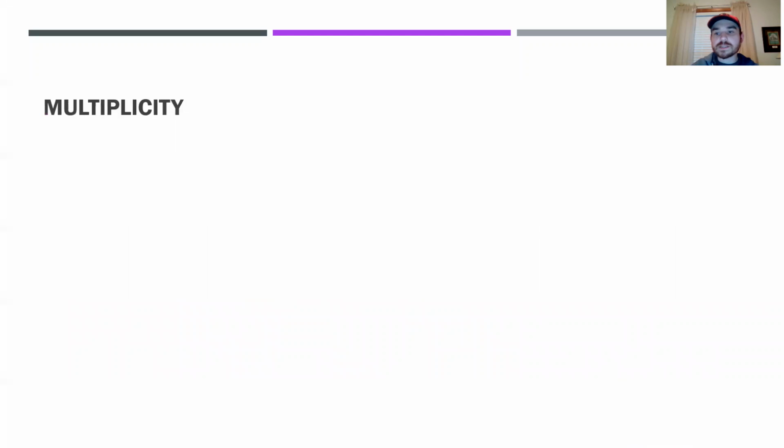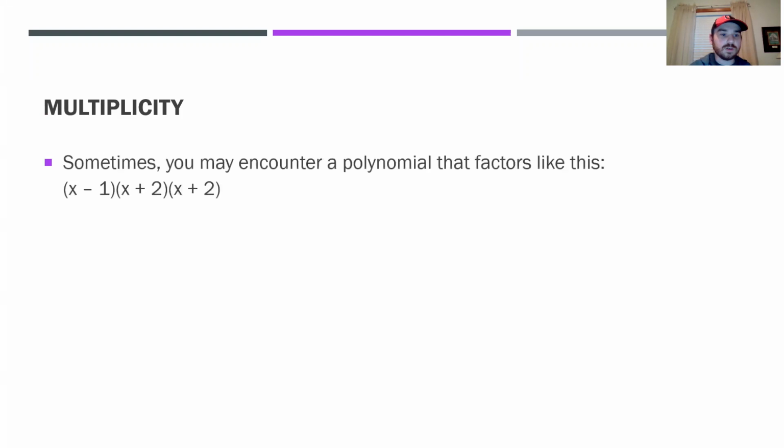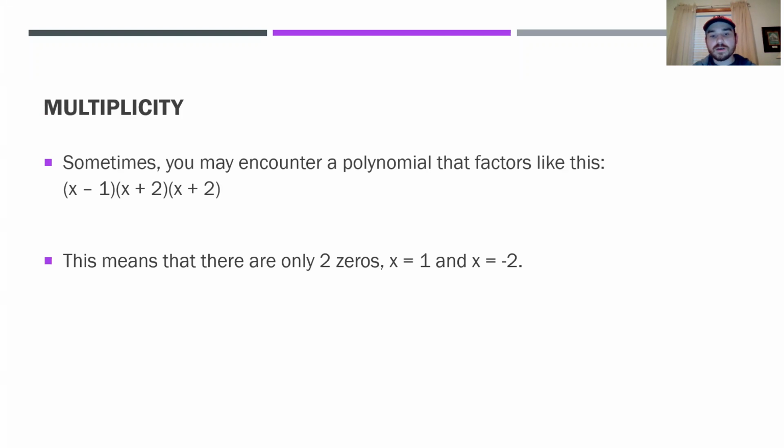All right, the last thing we want to talk about is multiplicity. And this is a little bit simpler than the other thing, but this is where I was saying it gets a little bit more conceptual. Sometimes you may encounter a polynomial that factors like this: x minus 1, x plus 2, and x plus 2. That means that there are only two zeros, but you know that this function has a degree of at least 3. You've got 3 x's, which means when you multiply these out, you're going to get at least an x cubed to start.